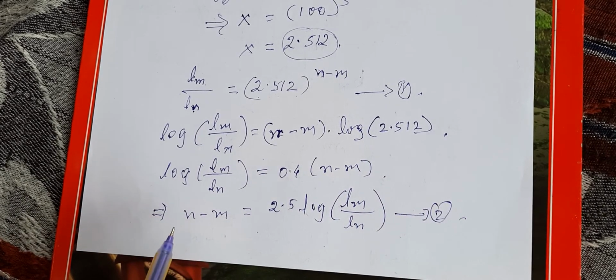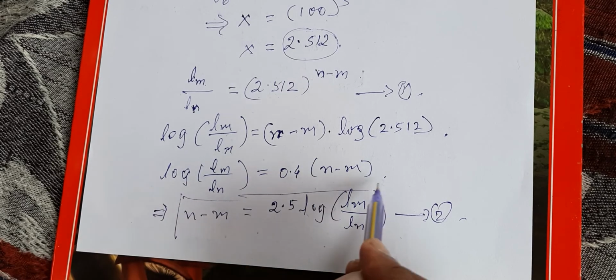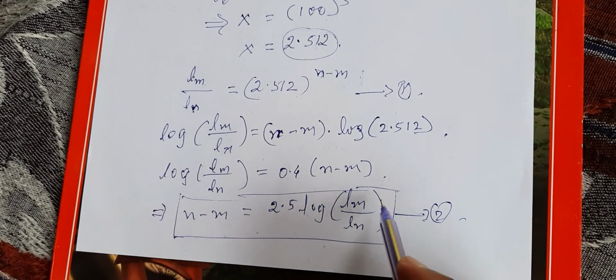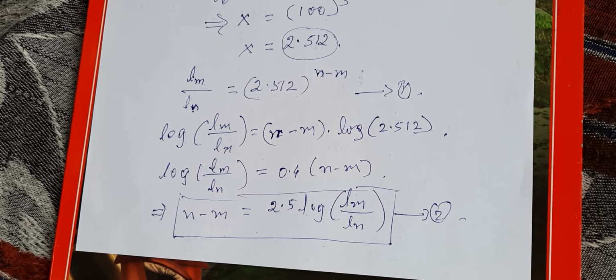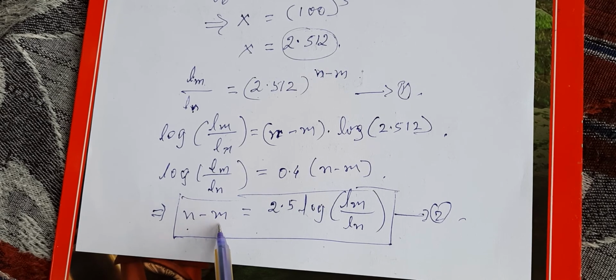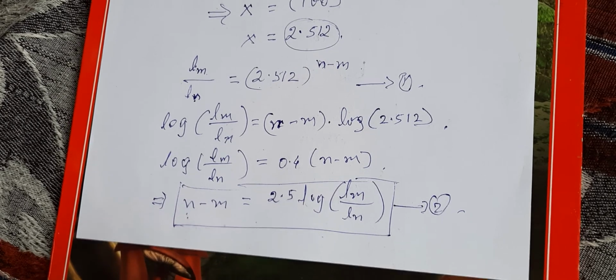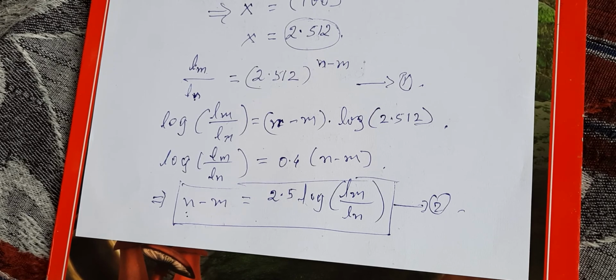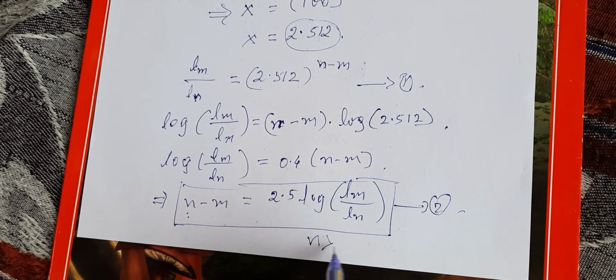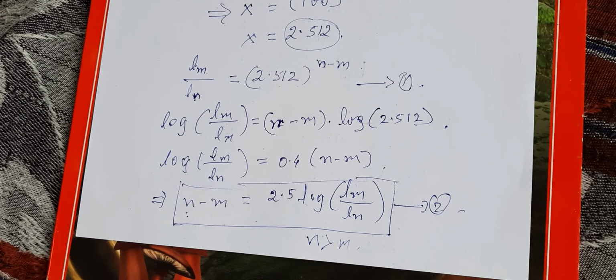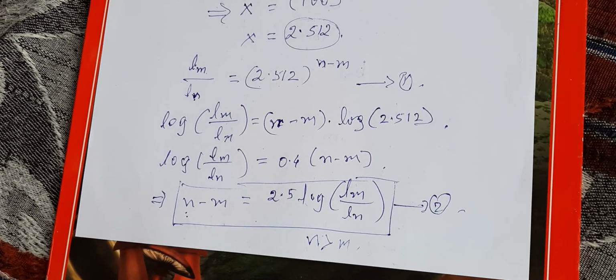This is an important relationship between the order of the star and their relative brightnesses, Lm and Ln. Suppose you know the relative brightnesses and you know the order of one of the stars, you can calculate the order of the other star. So this is a very, very important equation. Here we consider that n is greater than m. If m is greater than n, it will be reversed.